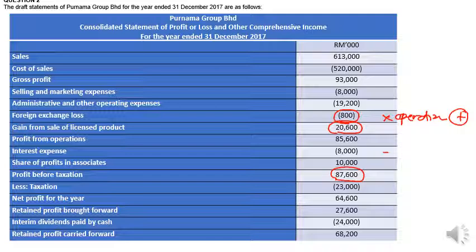Gain on the sale of the licensed product, you would normally deduct it here, but there is information about this one. Later on we're going to look at that. Interest expense here also needs to be excluded. We do not exclude it from profit before tax, because it's still under operations, but we need to exclude it from profit after tax.